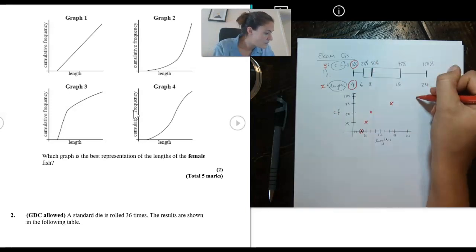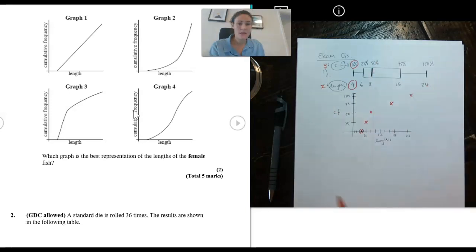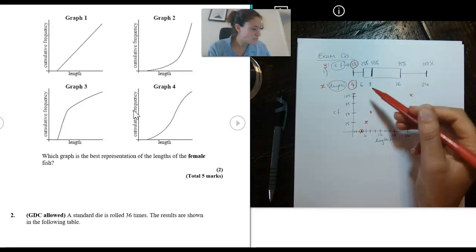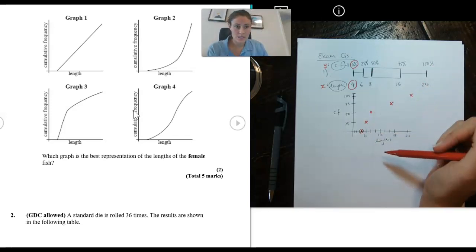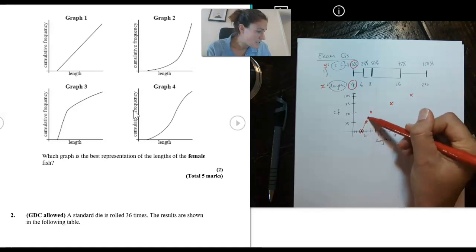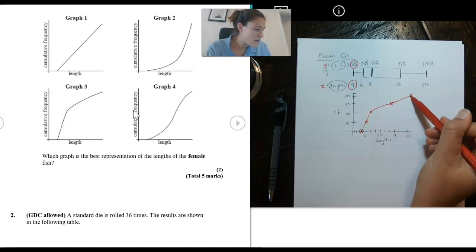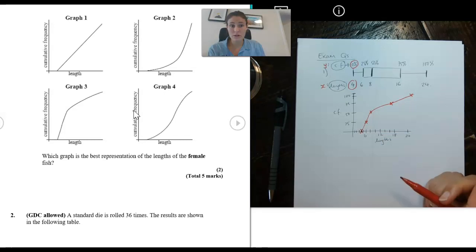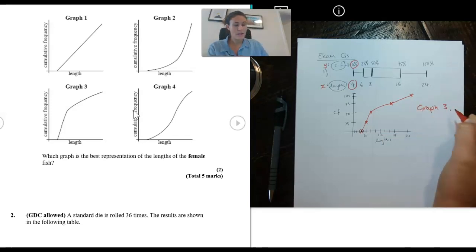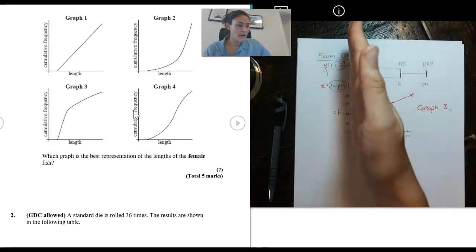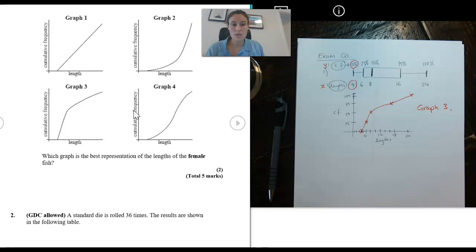And finally, 100 here. So from that, this isn't the usual shape you would expect, but it does match quite nicely with one of those graphs, and that would be graph 3. Once you're more used to this, you might be able to see it more easily, but going by the quartiles and plotting those points out is a nice method to use.